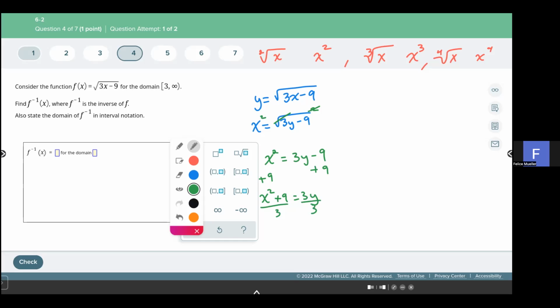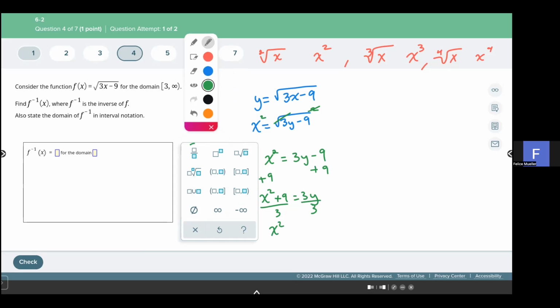Again, I'm going to leave this as a fraction because it lets me use a fraction. So I'm going to leave it as a fraction of x squared plus 9 over 3. I'm not going to change it. We're just going to leave it like that.